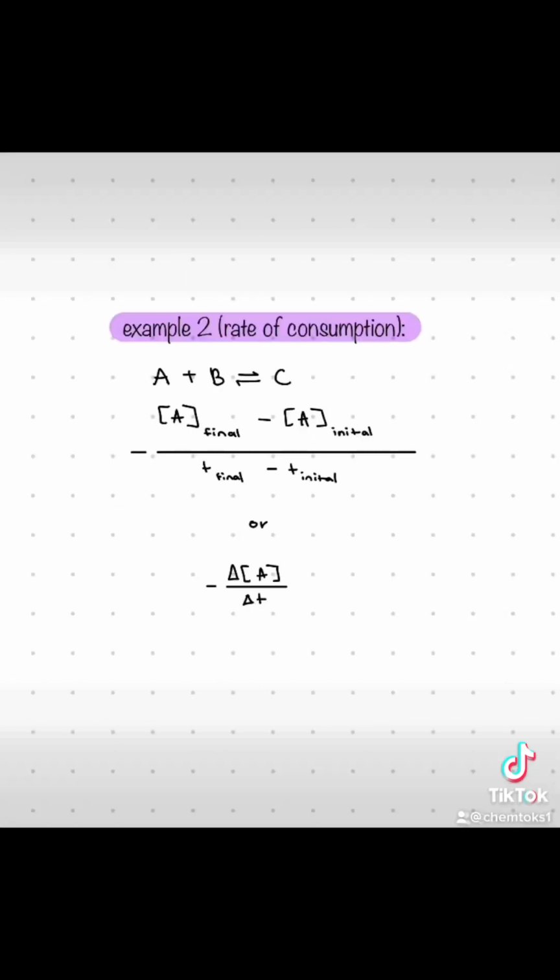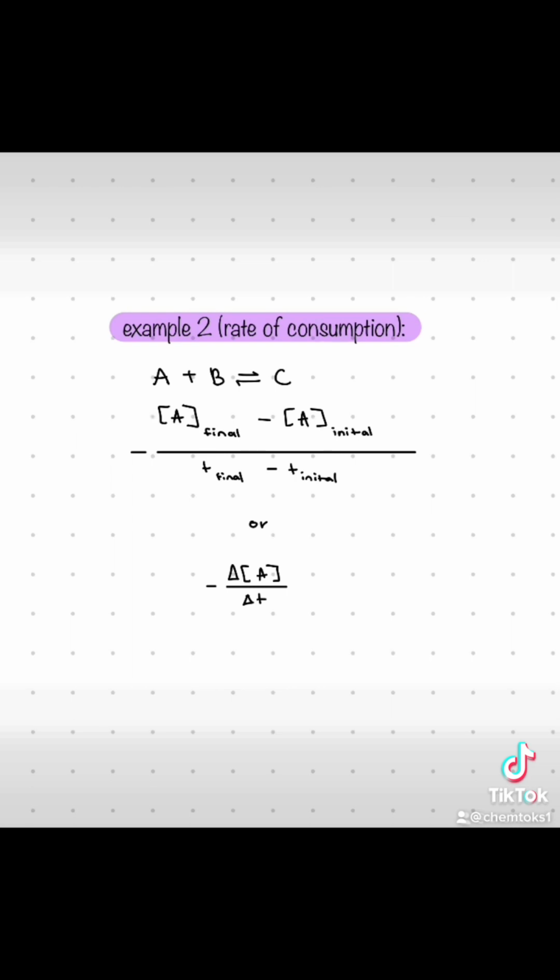Working with another example, I wrote out a little fake chemical equation. In this problem, we're going to be finding the rate of consumption, so we're dealing with reactants. So if you were asked to find the rate of consumption for A, you would put a negative sign in front of the whole equation, take the final concentration of A, subtract it by the initial concentration of A, and divide by the final time minus the initial time. Again, at the bottom, I wrote the shorthand of this equation.